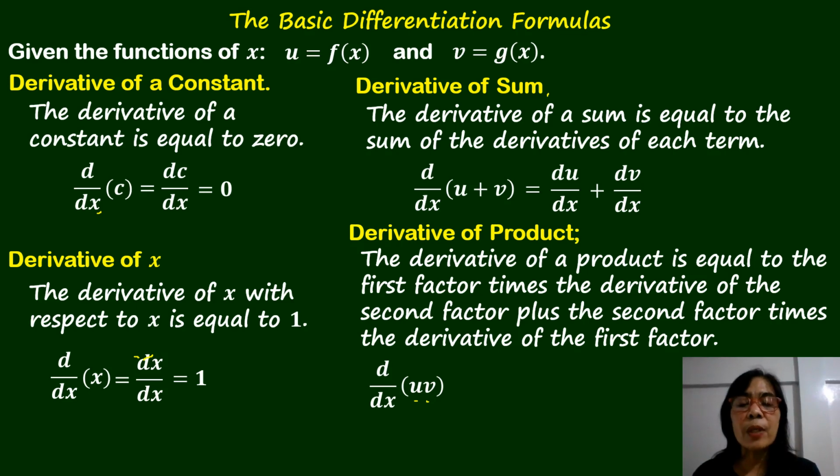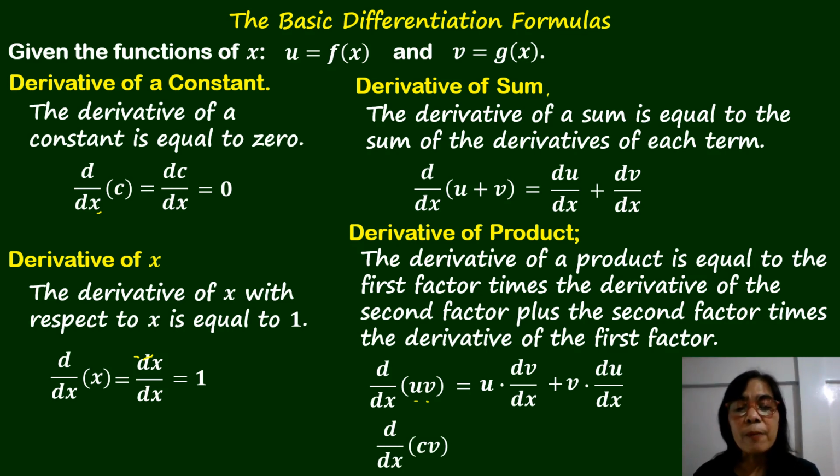So applying the formula, the derivative of the product u times v is equal to the first factor, which is u, times the derivative of the second factor, plus the second factor, v, times the derivative of the first factor, u. So that's the derivative of a product. If we are going to find the derivative of a product wherein one factor is a constant, applying the same formula, that will give us the first factor, which is c, times the derivative of the second factor.